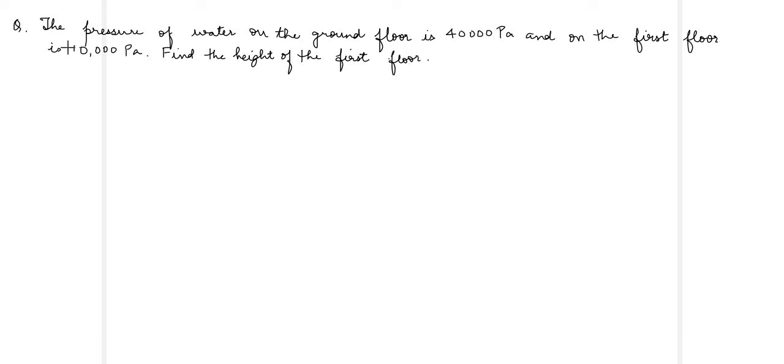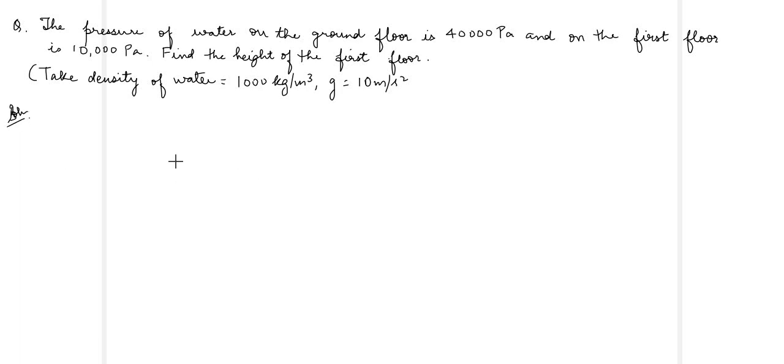हमें फर्स्ट फ्लोर की हाइट निकालनी है. कुछ डेटा दिया हुआ है. Take density of water is equal to 1000 kg per meter cube. Why this data is given, you will realize it when we will solve. G is 10 meter per second square. So let us solve this question. So the pressure of water on ground floor is 40,000 Pascal and on the first floor is 10,000 Pascal.